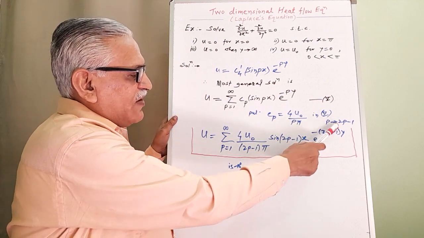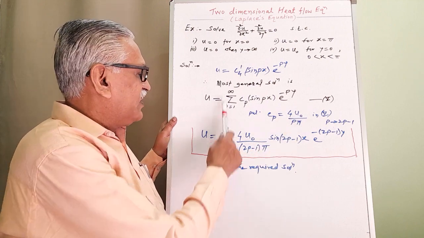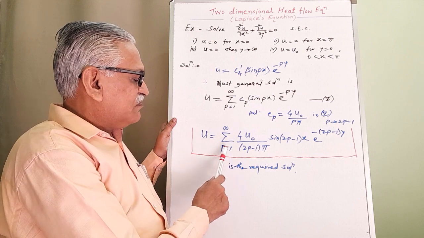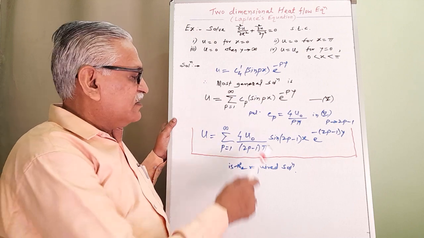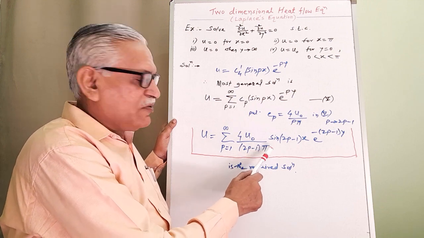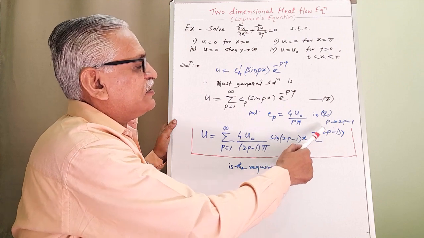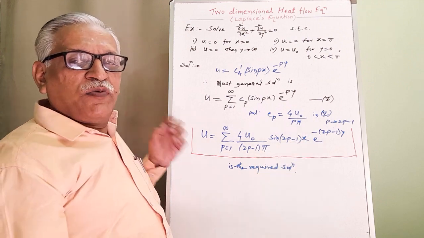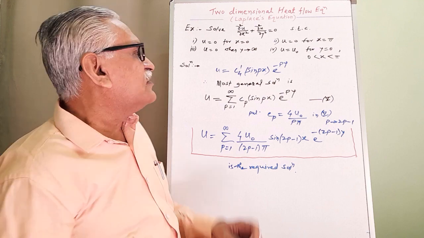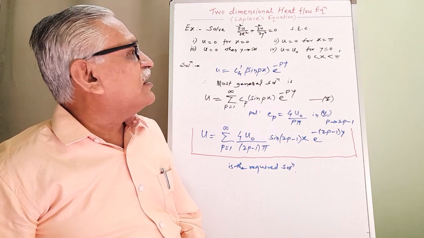Therefore, after substituting that value of Cp as 4 u0 by p pi, we get the final solution as u is equal to summation from p equals 1 to infinity 4 u0 divided by 2p minus 1 times pi sine of (2p minus 1) times x and e raised to minus (2p minus 1) times y, as the required solution of that partial differential equation or two-dimensional heat flow equation.